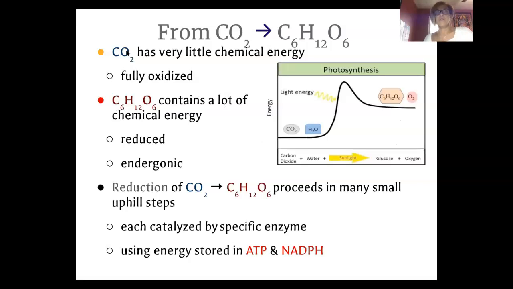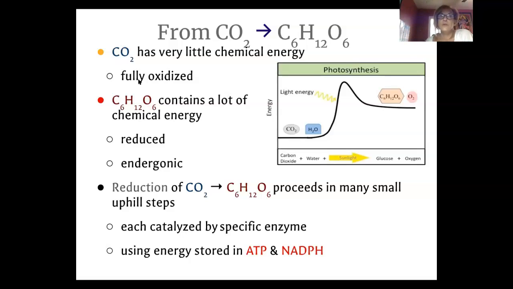CO2 by itself has very little energy when it's fully oxidized. So we might remember oxidation reduction, right? Oxidation is losing electrons. Lose electrons, you're oxidized, and gaining electrons, you're reduced. So usually the more complex molecule is the reduced form because electrons take place in that bond, right?